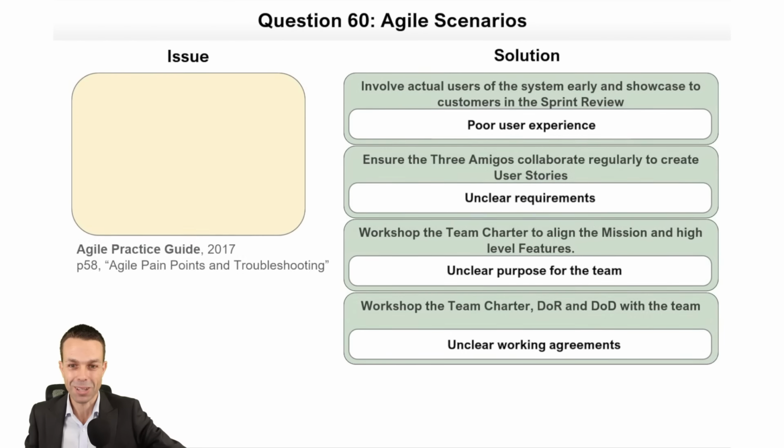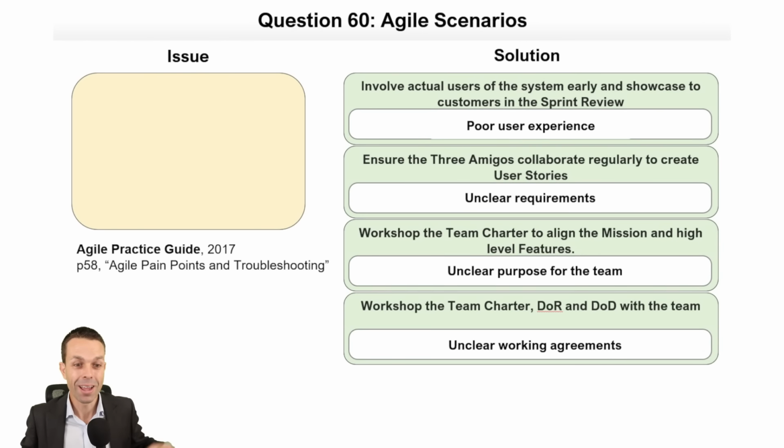Let's double check. All right, excellent work. That's come through as perfect. And page 58 in the Agile Practice Guide, if you want to check that out, under Agile Pain Points and Troubleshooting.